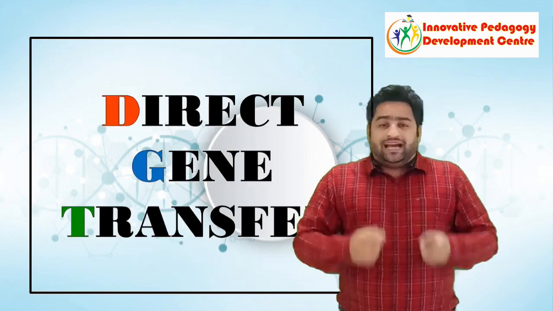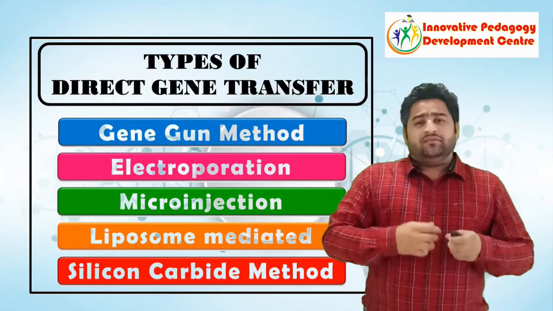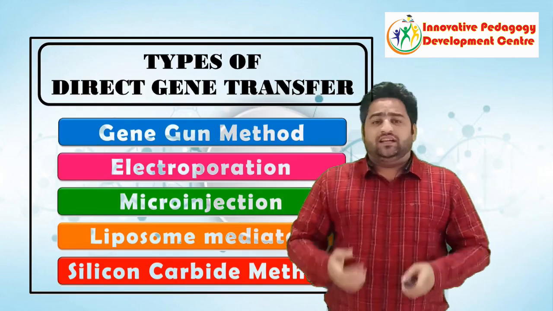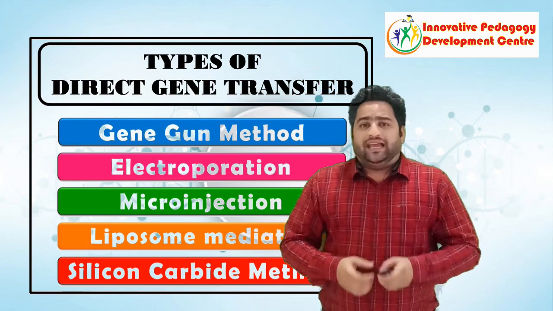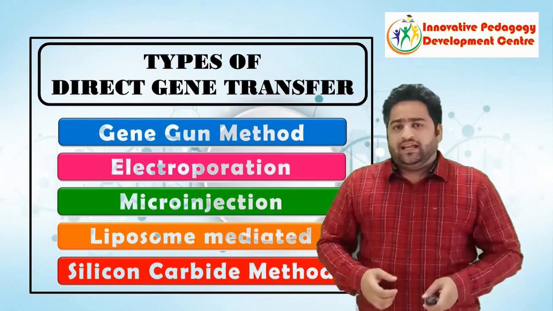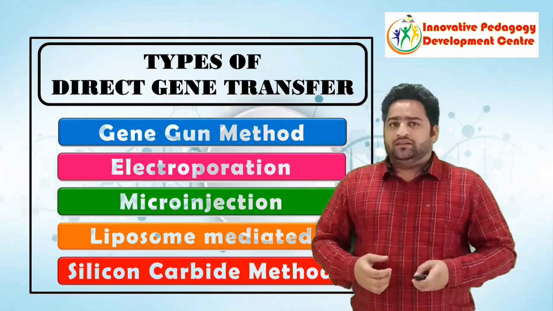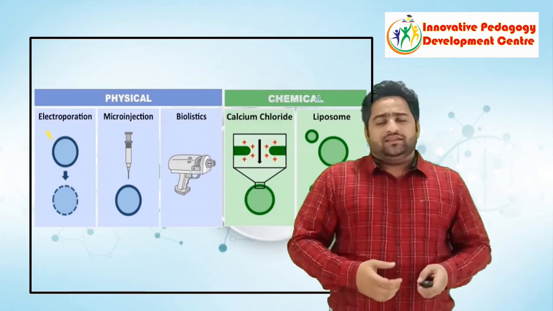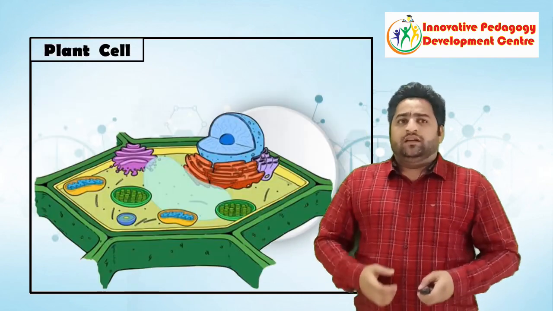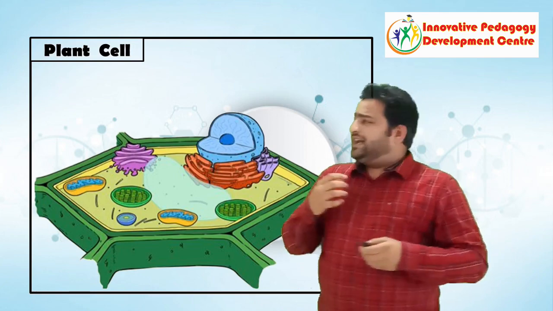So direct gene transfer. There are various ways of direct gene transfer, that is gene gun method, electroporation, microinjection, liposome mediated, and the silicon carbide method. Few are the physical methods and few are the chemical methods. Why are we doing this? So look at this image.